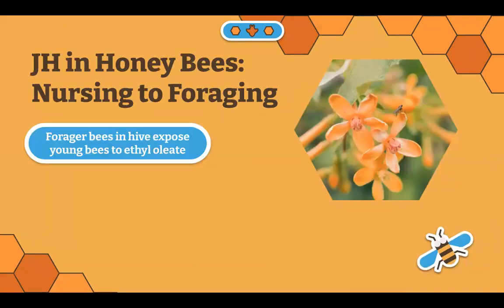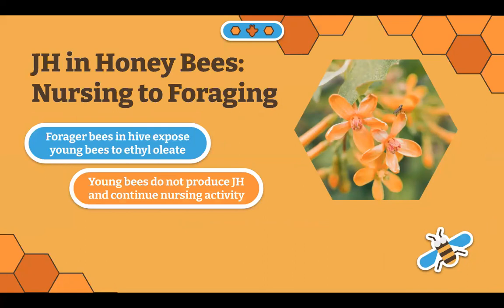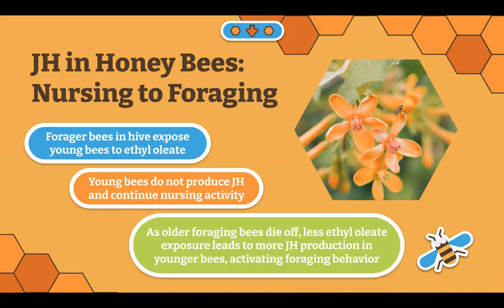So as we discussed in class, these forager bees will return to the hive and expose the young bees to ethyl oleate. And this exposure causes them to not produce JH and continue that nursing activity within the hive. However, as these older foraging bees die off, there's less ethyl oleate exposure, which leads to higher JH production within those younger bees and activates that foraging behavior.